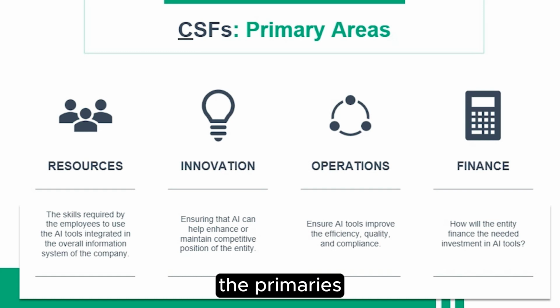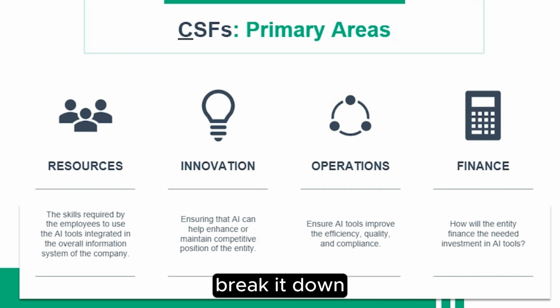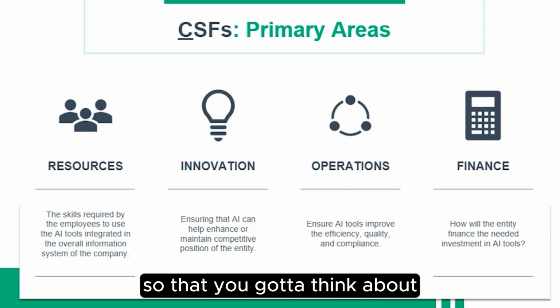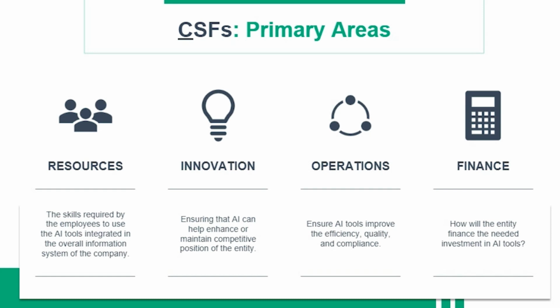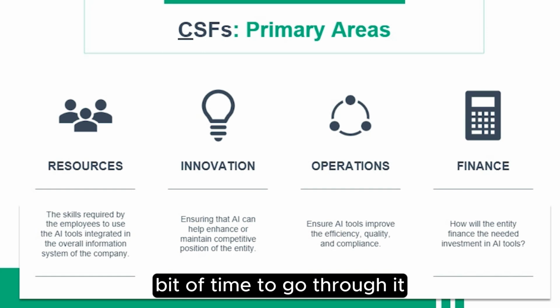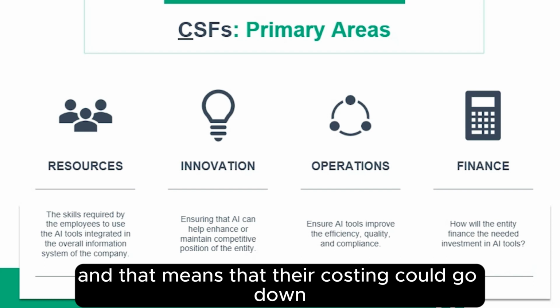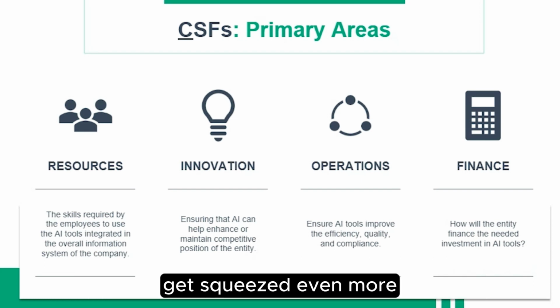So let's come back to the prime areas of the critical success factors now. And this is where resources, innovation, operations, and finance, I would break it down for your notes. You've got to have the right skills in place to actually operate and implement AI. It's taken me a bit of time to go through it, to actually work out systems, how it works. And then this is where, as an organization, you don't want to fall behind the curve in terms of innovation, because one of your competitors may have AI embedded in the product or the service that you provide. And that means that their costing could go down and then your margins are going to get squeezed even more.